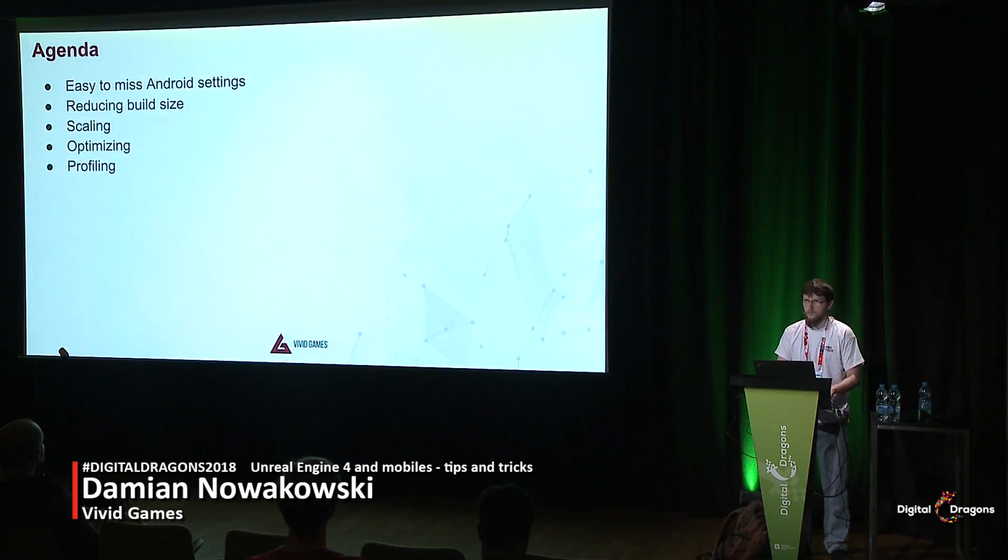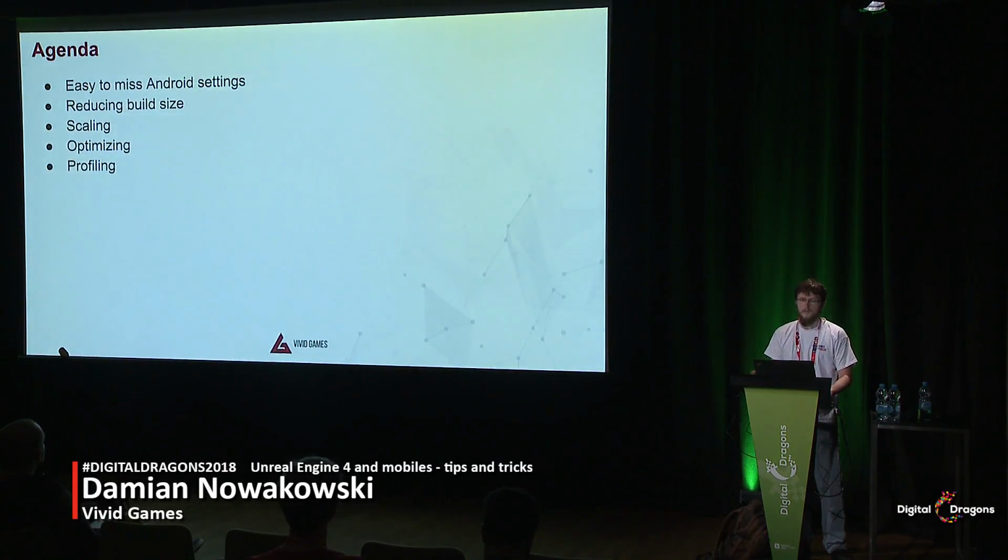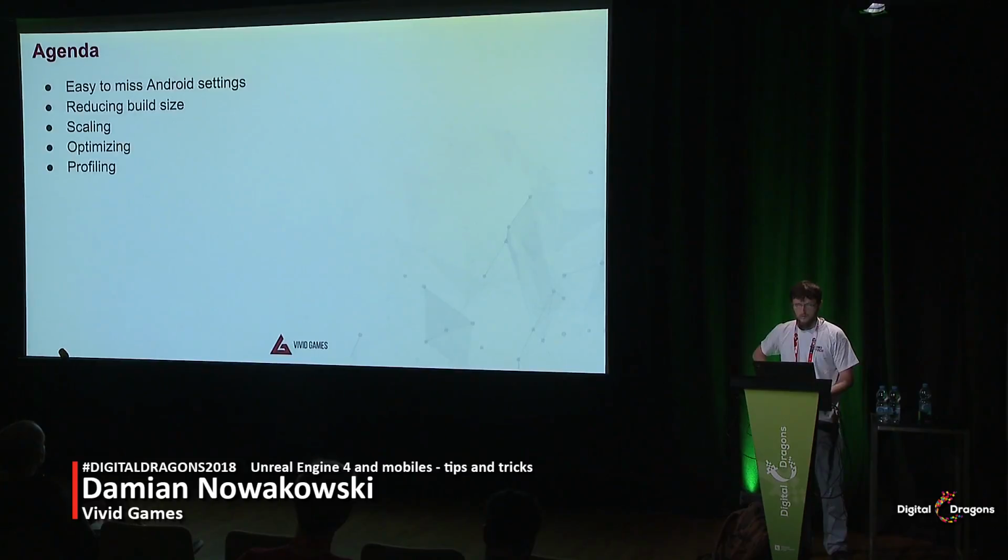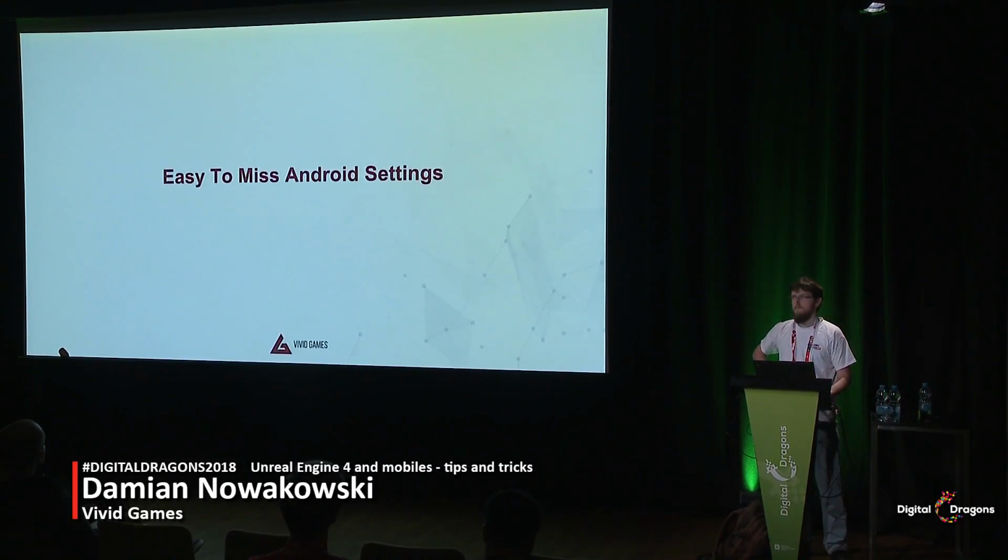And what will this talk be about? I just want to point out some easy-to-miss Android settings, which are very important at the beginning of game development in Unreal Engine 4. I will also talk about reducing the build size, and some about scaling, optimizing, and profiling your game on mobiles. So let's start with the easy-to-miss Android settings.